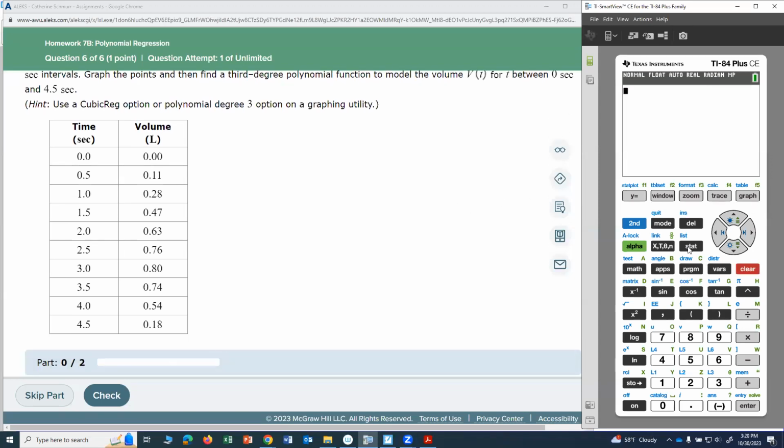All right, just like with the quadratic, I start out at stat, edit. To clear my list, I highlight it and do clear enter. Highlight, clear enter. In column 1, I'm going to go ahead and enter my x's. I have 0, 0.5, 1, 1.5, 2, 2.5, 3, 3.5, 4, and 4.5.